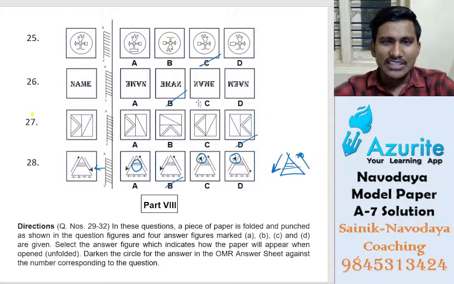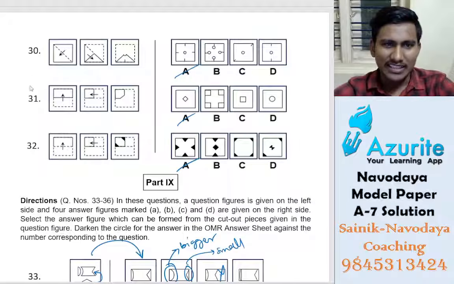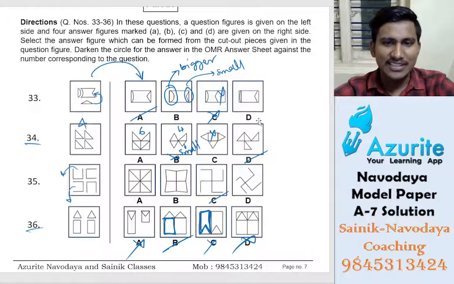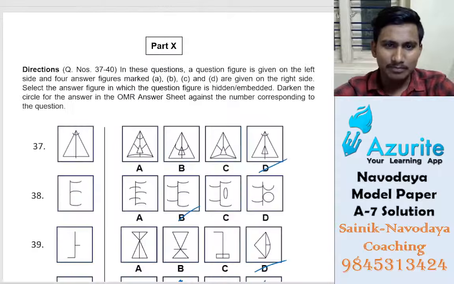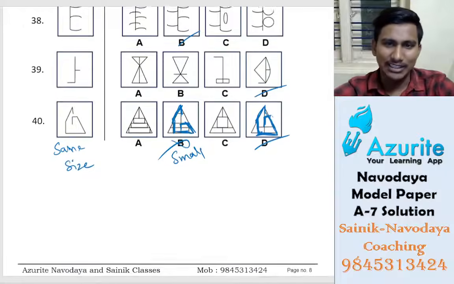C, 26 is B, 27 is D, 28 is B, 29 is C, 30 is A, 31 is A, 32 is A, 33 is A, 34 is D, 35 is C, 36 is B, 37 is D, 38 is B, 39 is D, 40 is D. These are the answers for mental ability.